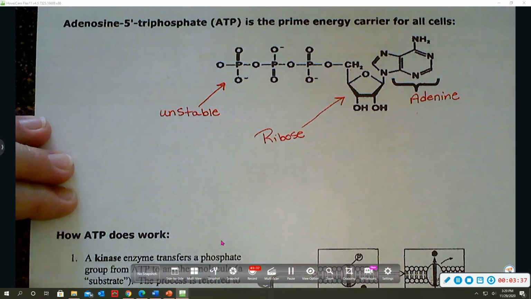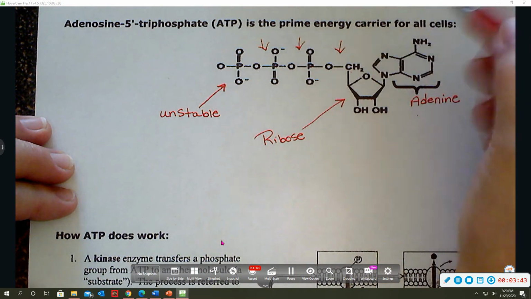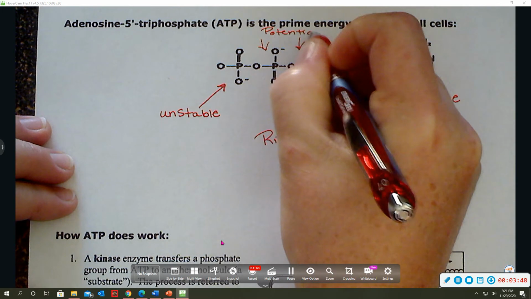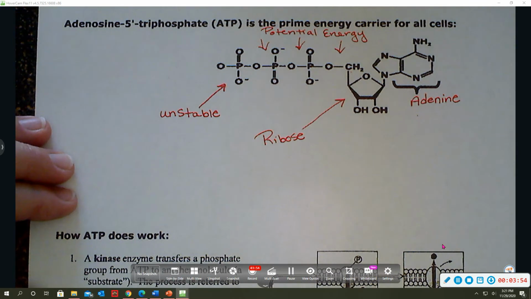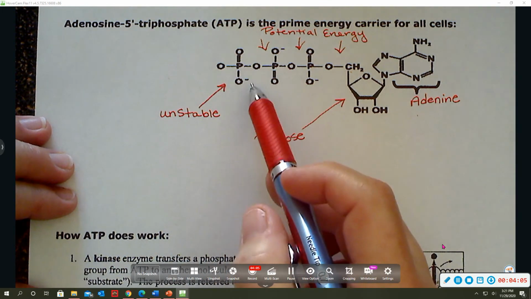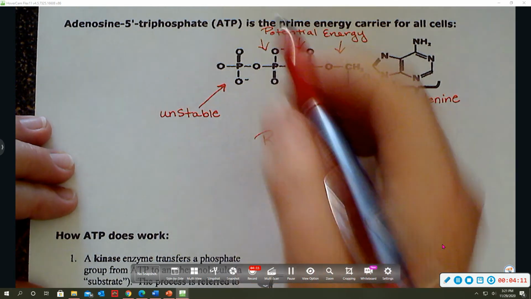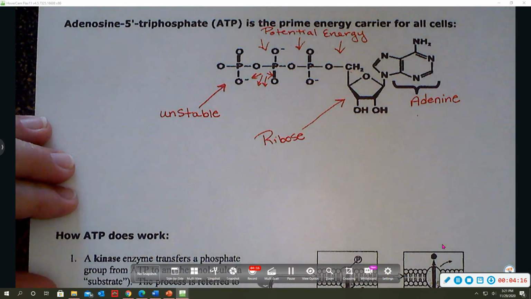Another important thing to remember, that with all of these different bonds here, with all these phosphate groups, there's potential energy or chemical energy. That energy is stored in the bonds. You can actually store chemical energy in those bonds, and remember, energy can be transferred. So when we break these bonds, which is a catabolic reaction or an exergonic reaction, when we break those bonds, energy is actually released and transferred to something else.